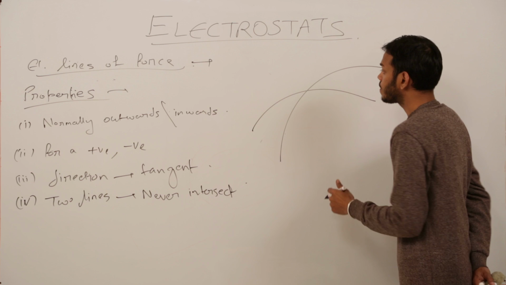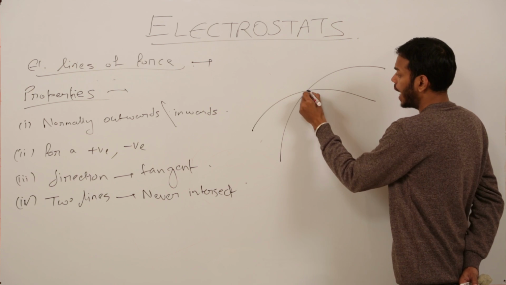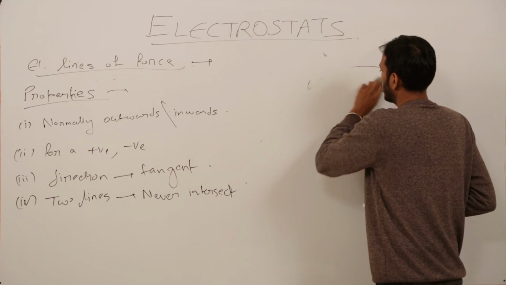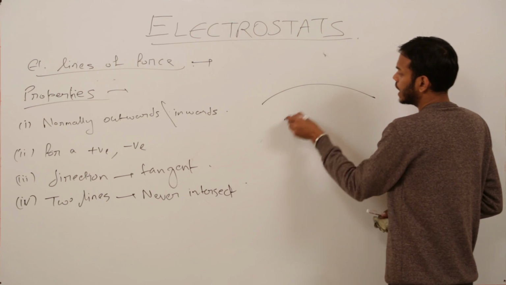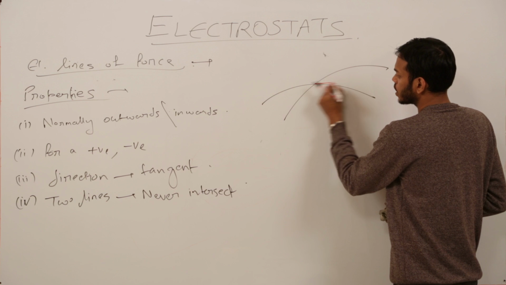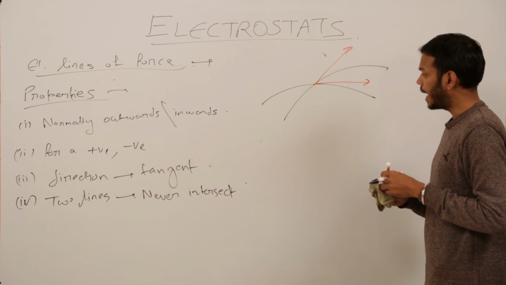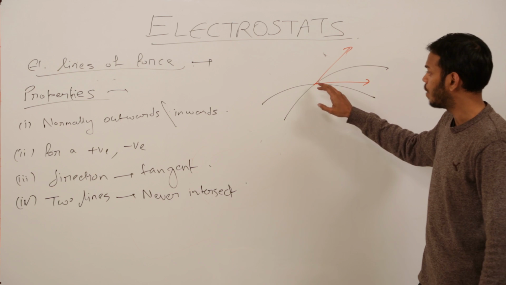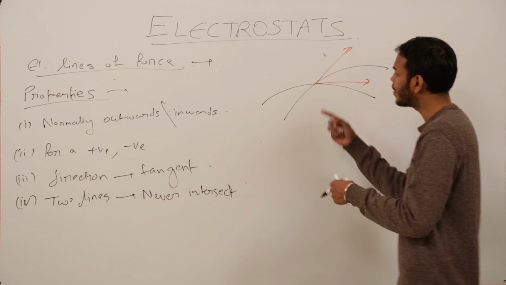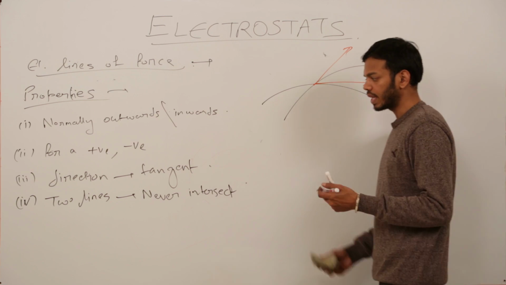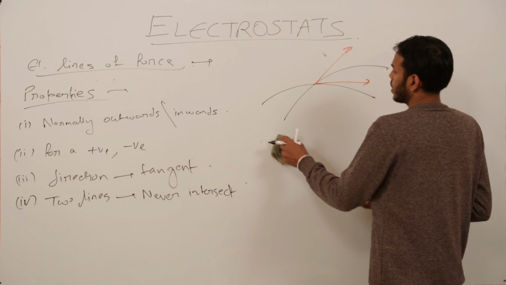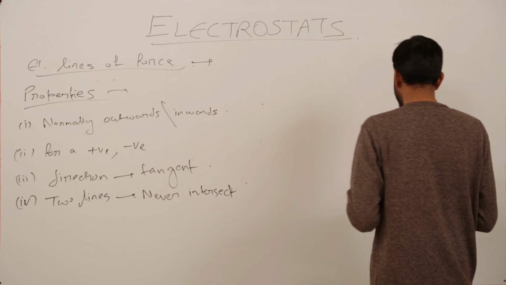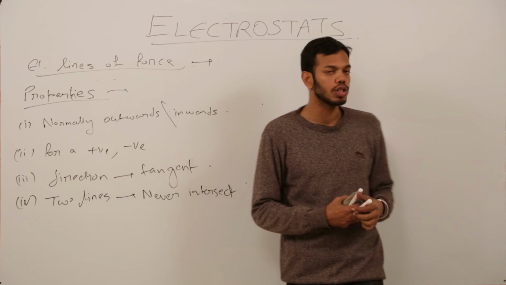Suppose we have these two lines. At the point of intersection, I can draw two tangents, one for this curve and one for that curve. That means I am having two directions of electric field at the same point, which is not possible. Why is this not possible? It is written in the book, and you have heard it from teachers as well. It's a very simple logic. Because electric field is a vector quantity, there can only be one possible direction at any single point. That is why there cannot be two different directions of electric field at the same point.